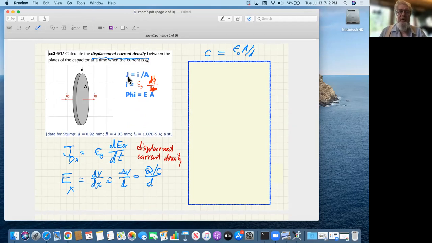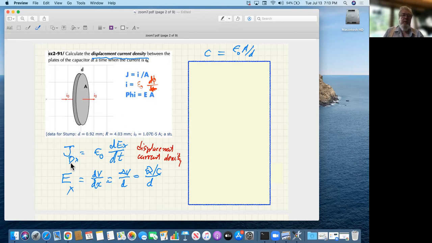Now, current density means current per unit area. So we have a certain amount of electric current coming in, a certain amount of electric current going out. We want here the displacement current density. So we want I equals epsilon naught d phi dt. That's the displacement current. Then divide by A, that gives us the displacement current density. Now, this flux phi is the electric field times the area. So you see, when I divide out the area will cancel out.